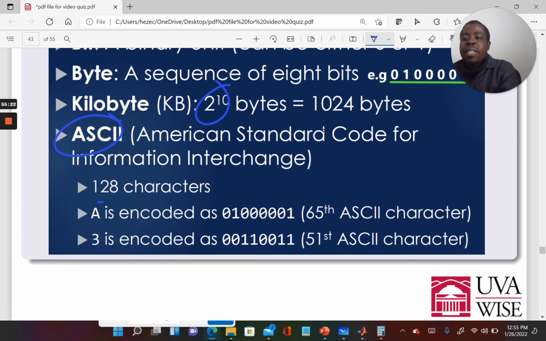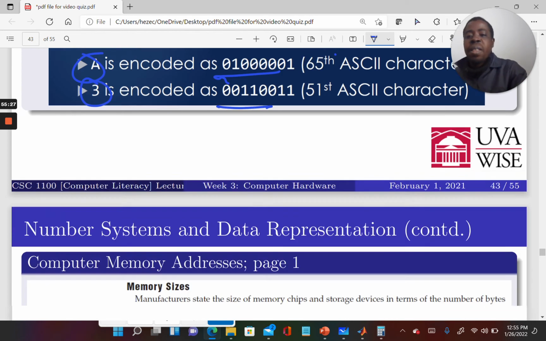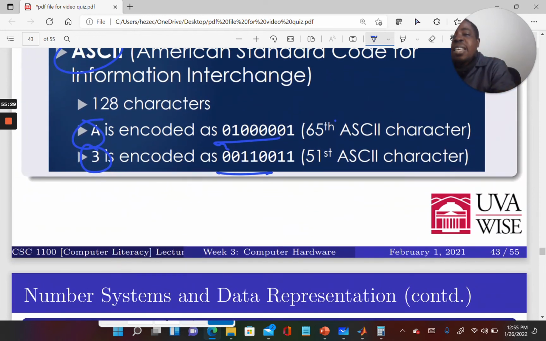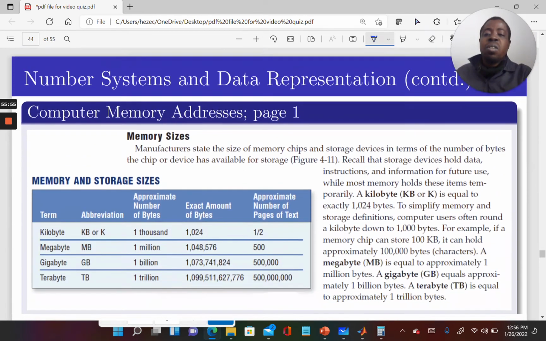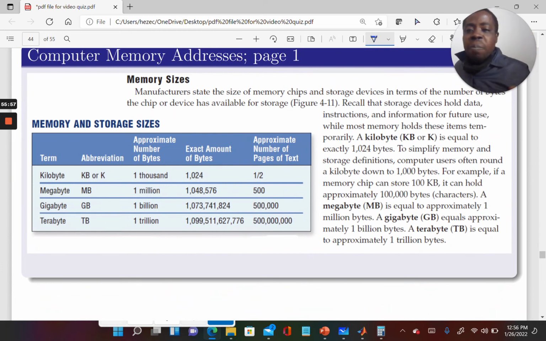So uppercase A is coded as this. Number 3 is coded as this. And once again, ASCII uses 128 characters to code anything, which is number 0 to 127. So 65 for uppercase A, 66 for uppercase B. Other numbers between 0 and 127 represent other characters like your hash, your question mark, your dollar sign, and all the stuff.